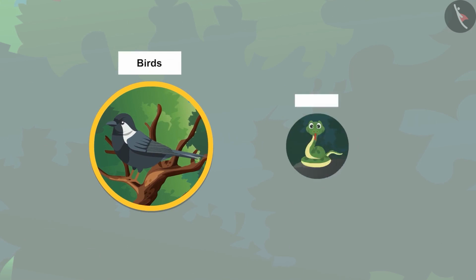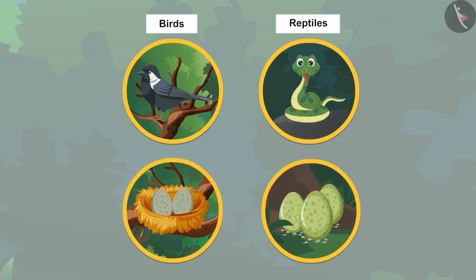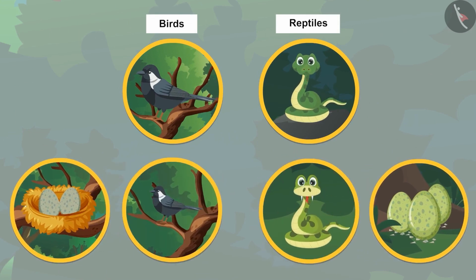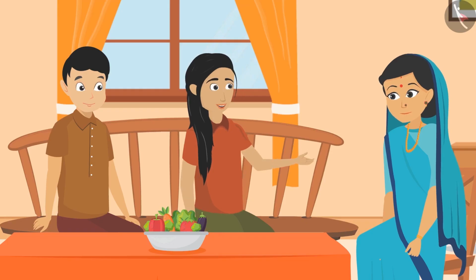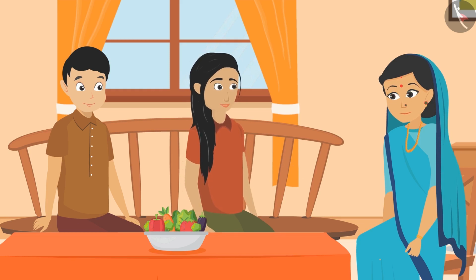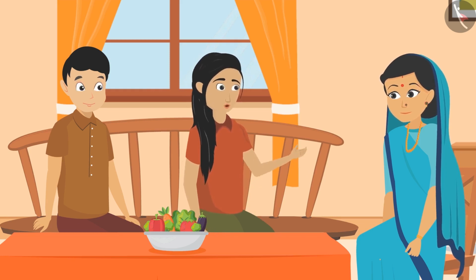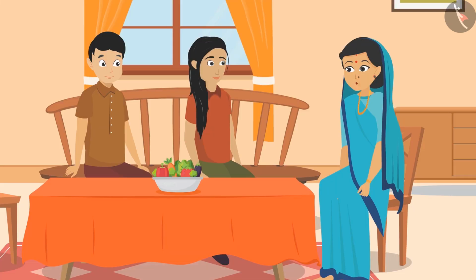Animals like birds and reptiles lay eggs, from which their babies come out. Then they grow and become adults. But mother, all these signs are shown by plants as well. I can understand one thing, that all living organisms consume food, from which they get nutrients and energy. Yes, children, it proves that even plants are living beings.